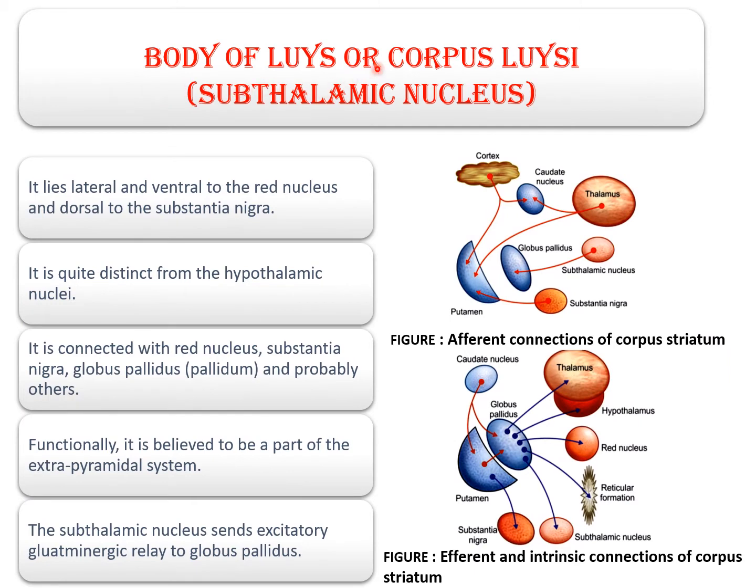Then body of Luys or corpus Luysi or subthalamic nucleus. It lies lateral and ventral to the red nucleus and dorsal to the substantia nigra, and it is quite distinct from the hypothalamic nuclei. It is connected with the red nucleus, substantia nigra, globus pallidus and probably others. Functionally, it is believed to be a part of the extrapyramidal system. The subthalamic nucleus sends excitatory glutaminergic relay to the globus pallidus.